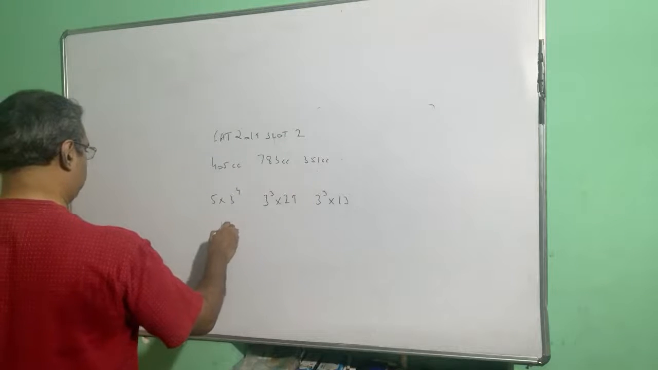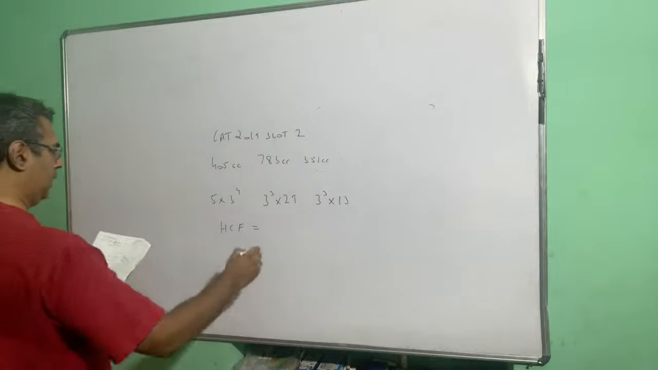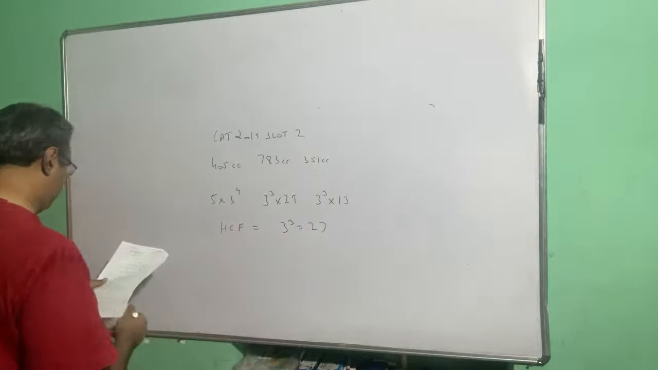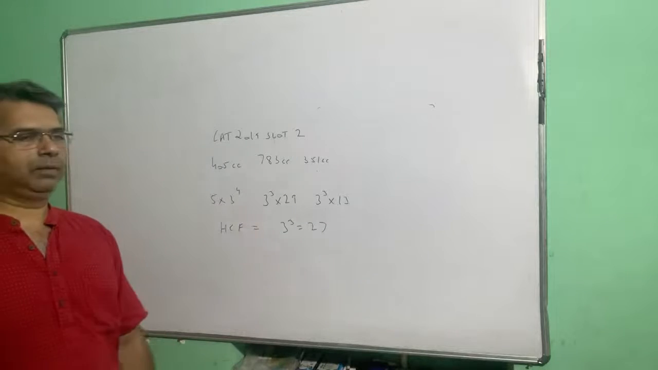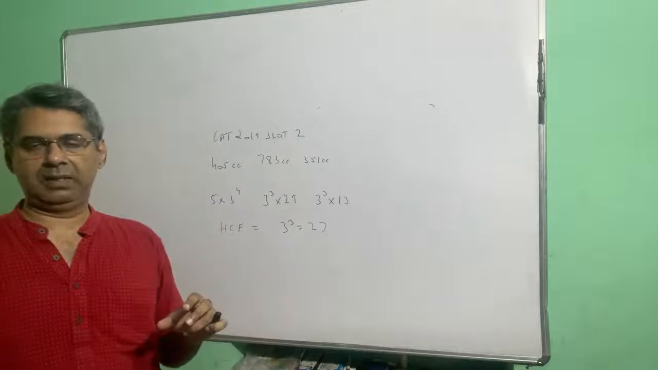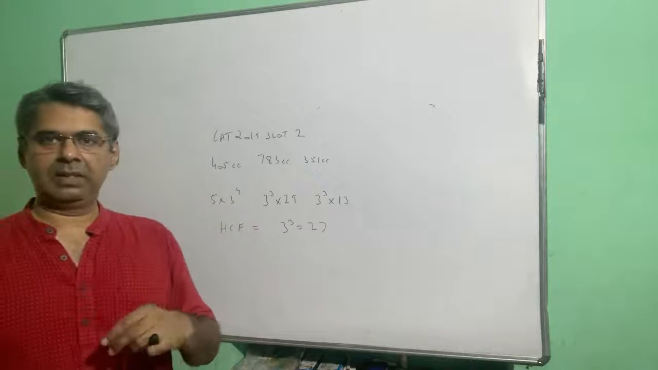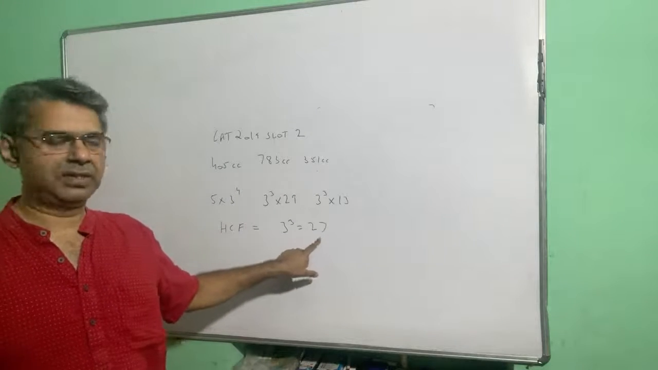So if I try to do the HCF of these, obviously the HCF will come to 27, right? The question was that you have to make identical cylinders of maximum possible volume. So the maximum volume will be 27 cc.